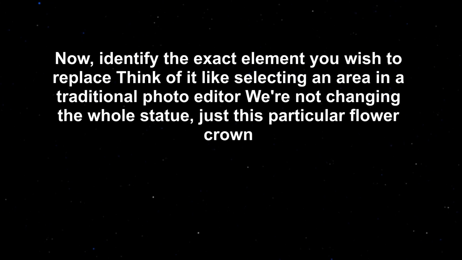Let's begin by generating an image with the element you want to modify. For example, imagine we have this serene stone statue wearing a simple flower crown. Now, identify the exact element you wish to replace. Think of it like selecting an area in a traditional photo editor. We're not changing the whole statue, just this particular flower crown.